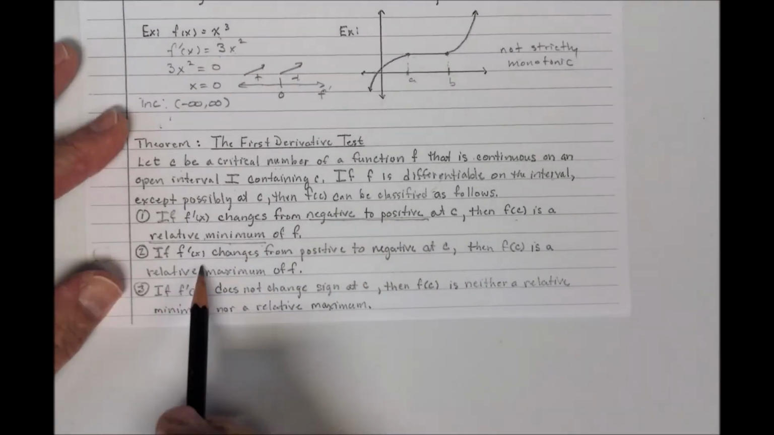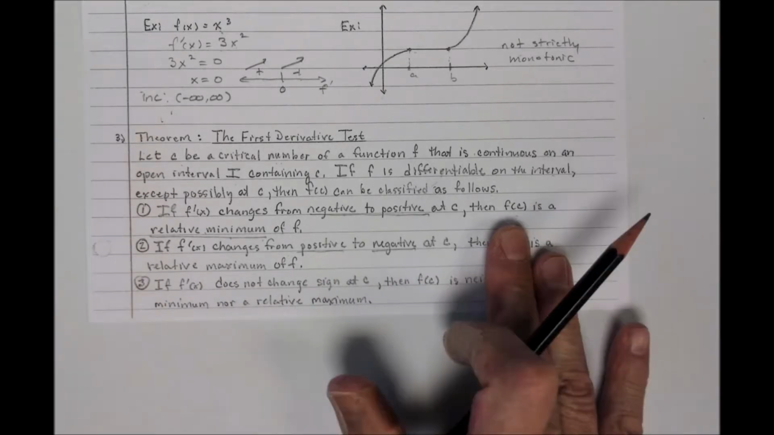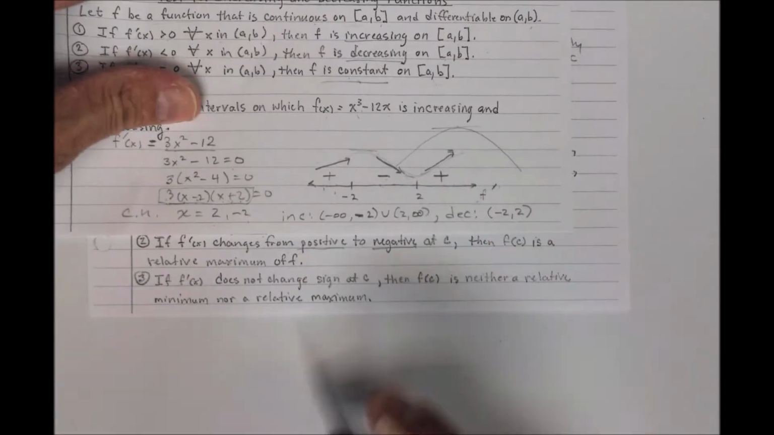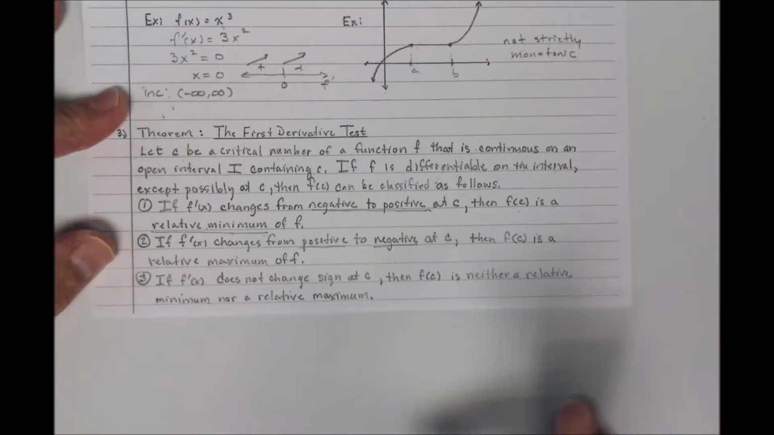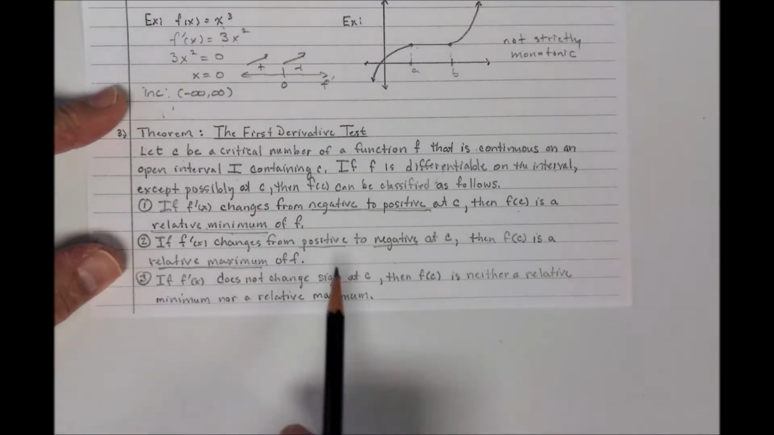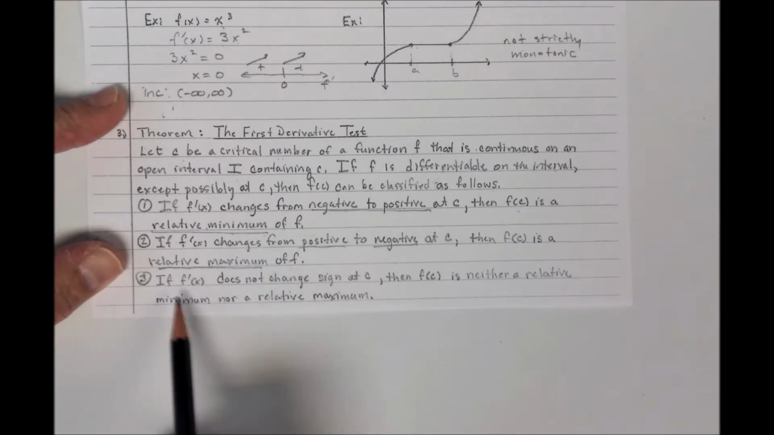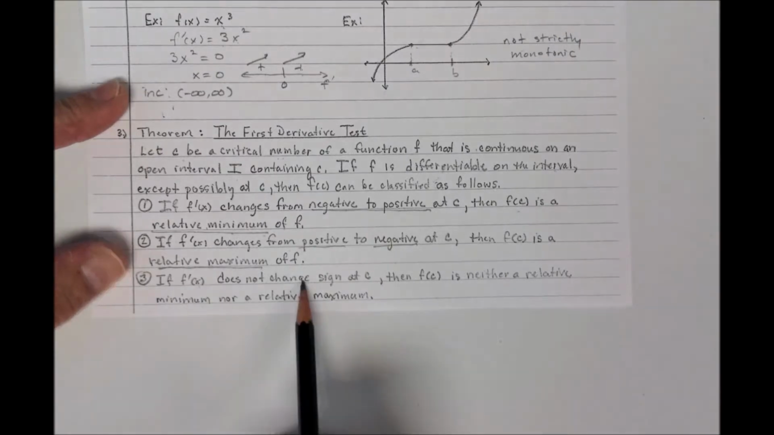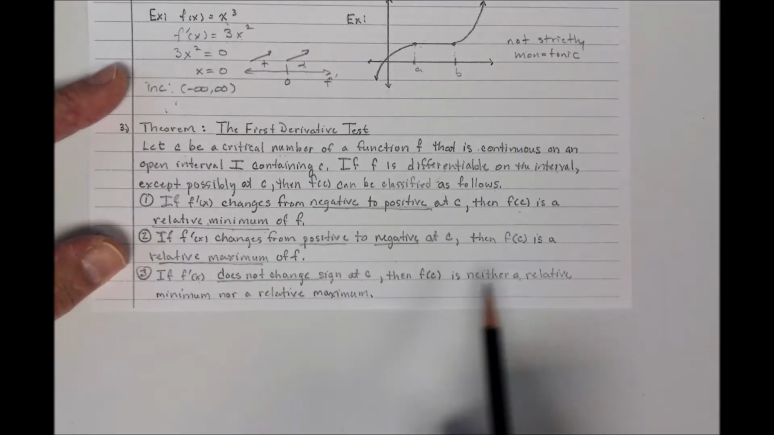If f prime of x changes from positive to negative, the other order, notice up here, then f of C is a relative maximum. So I don't need a sketch. I can just use this first derivative test to determine if I have relative extrema at my critical numbers. If f prime of x does not change sign at C, then f of C is neither a relative min nor a relative max. So if it does not change signs, it's neither.